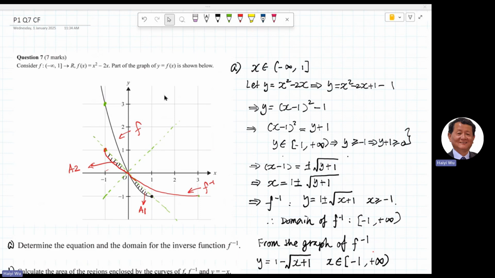All right, and we're going to start working on this question. We've got a function, x squared minus 2x, which is a parabola, but it's only half the branch. Can you see this? The function is given, however the domain is only from negative infinity to positive 1. So it's this part here. This is the original function, f(x).